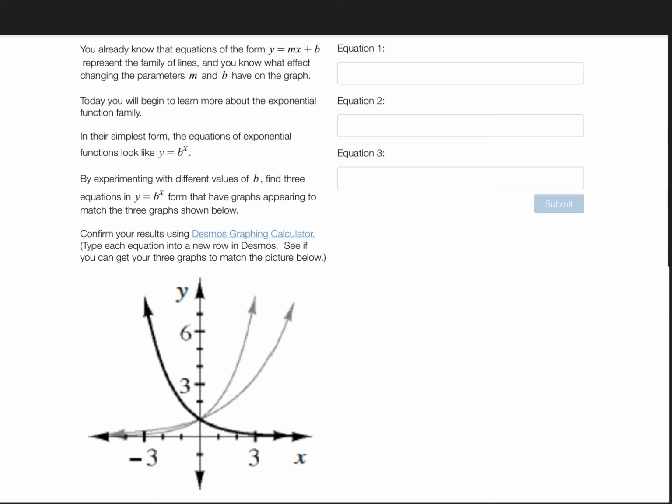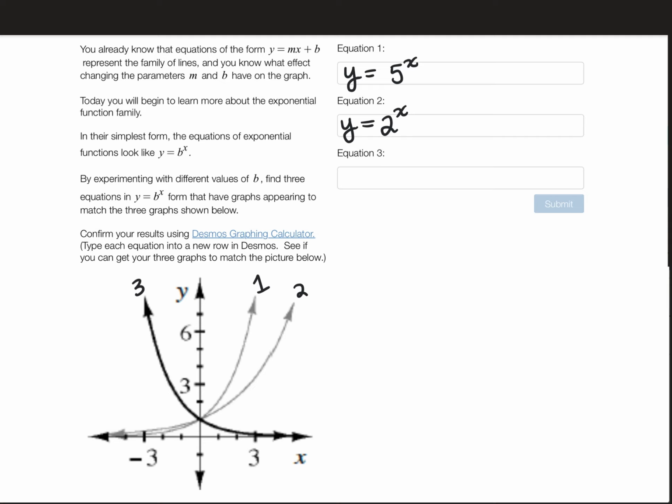First of all, we'll call these equation 1, equation 2, and equation 3. Equation 1 has maybe a more dramatic growth, which means that our base is probably going to be larger, versus equation 2, which has a slower growth. So then our base would probably be a little bit smaller. So maybe equation 1 is something like y equals 5 to the x power, where equation 2 is maybe y equals 2 to the x power.